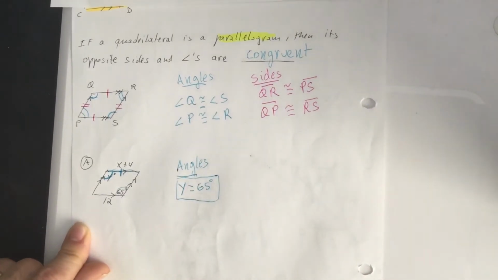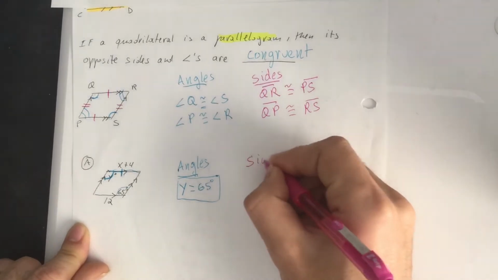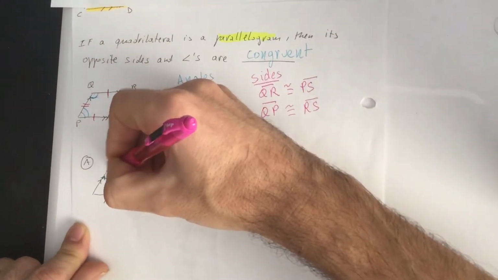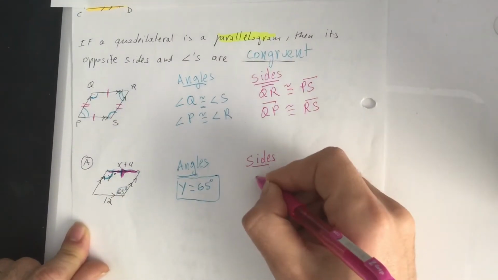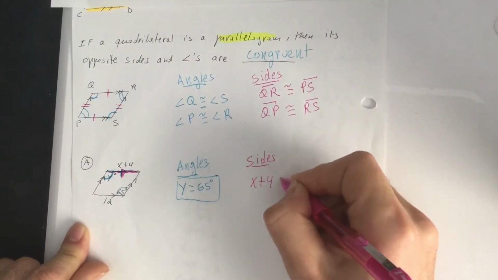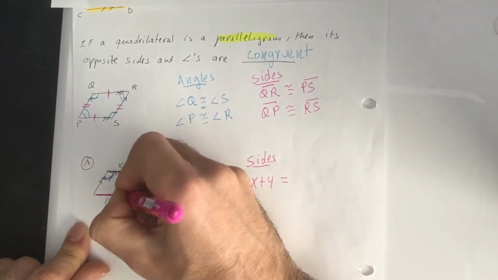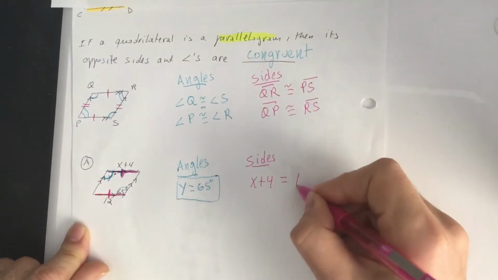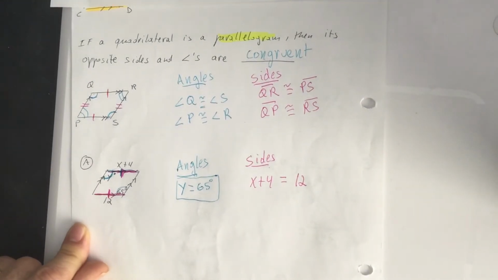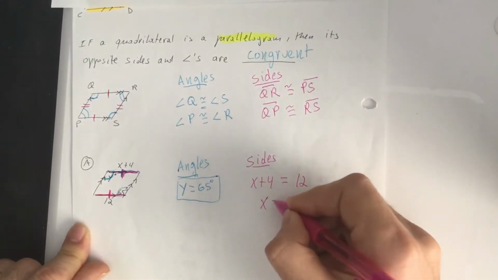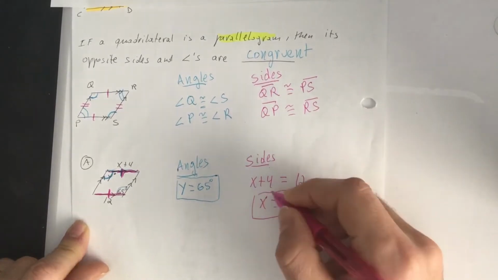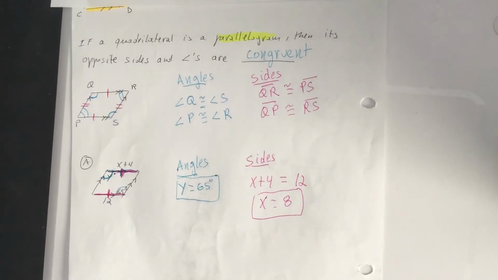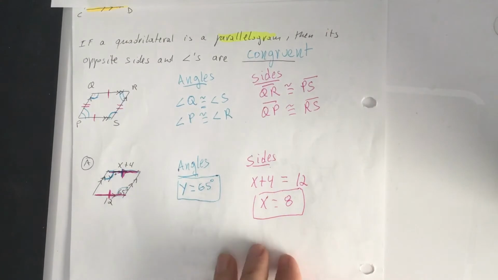Now for the sides. So this is the one I was talking about here. This side over here, X plus 4 is equal to the opposite side, which is this one here, 12. Well, we can solve for X, and you should be getting X equals 8. Simple. Okay, let's go and see more properties here.